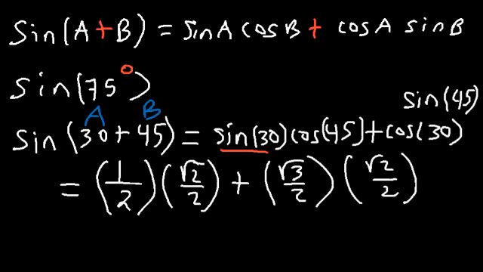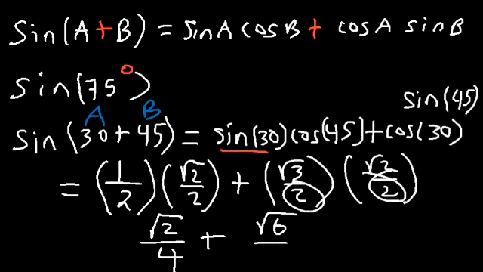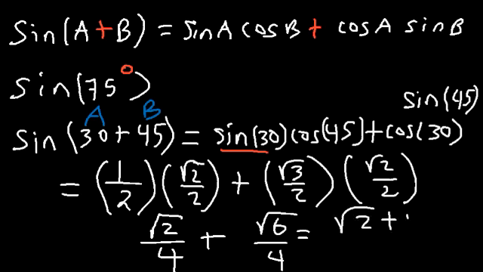So 1 times root 2 is simply root 2. 2 times 2 is 4. Radical 3 times radical 2 is square root 6, and these two will give us 4. So now we can combine this into a single fraction. So the answer is radical 2 plus radical 6 divided by 4. This is it.